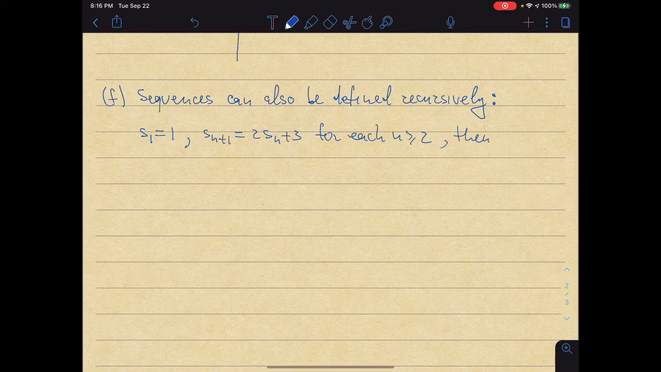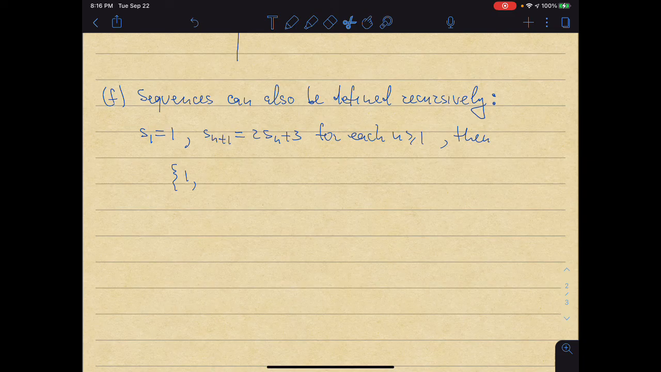So then, what is S1? S1 is specified, it's 1. What should be S2? S2, I will plug in S1 into the description for, well, actually, let me correct this. This is for n greater or equal than 1. So how would I compute S2? I'm going to compute it from this formula by plugging in S1. So then, if n is equal to 1, 2 times S1 plus 3, 2 times 1 plus 3 is 5, so S2 is 5.